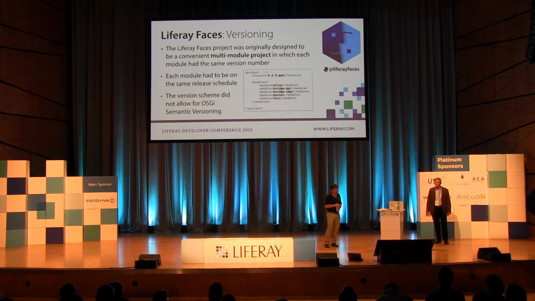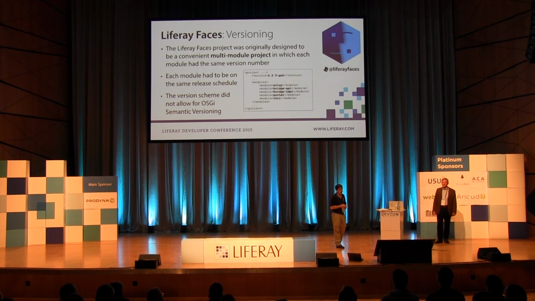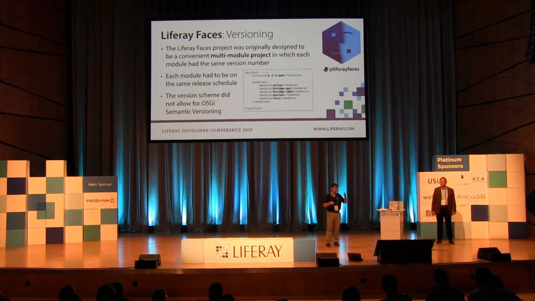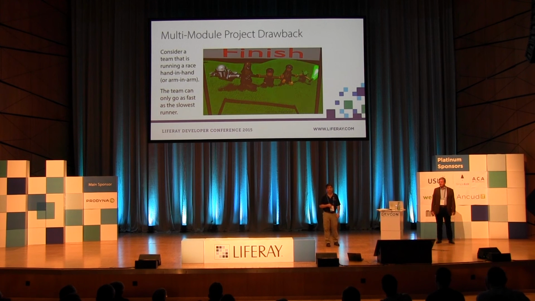Now, one of the things I'd like to talk about real quick is versioning. In the Liferay Faces project, we had what we call a multi-module project. And this is very typical. You'll see this in projects that are built with Maven, where you'll have a version element in the POM and then a bunch of modules. Well, this is very convenient. That's the benefit of that. But the drawback is that all your modules have the same version number. And this actually creates a bit of a problem.